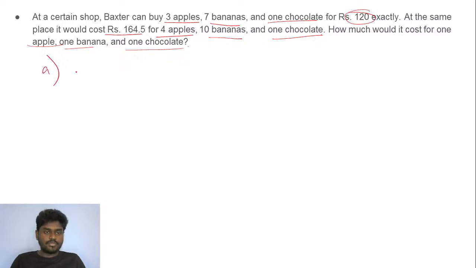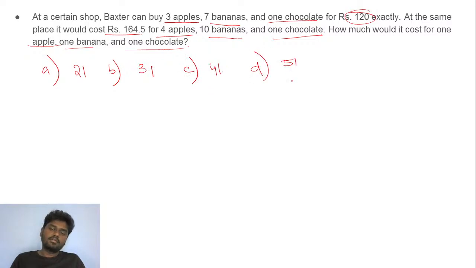So let me give you option A to be 21, option B 31, option C 41, option D 1. So these are the respective options for the question here. Come on, just try to do this, guys.